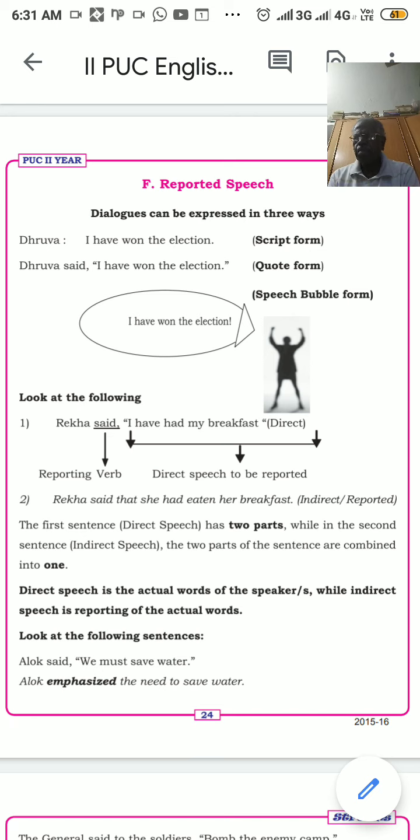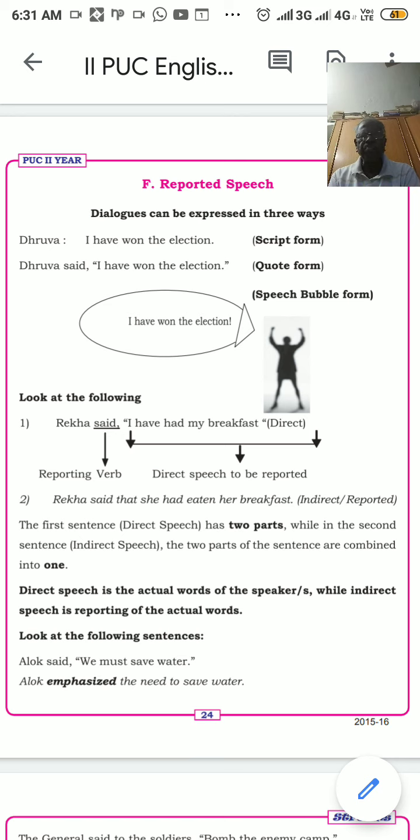Second one, present continuous becomes past continuous. Continuous tense is formed by be plus the ing form: am going, is going, are going. This is the continuous form.